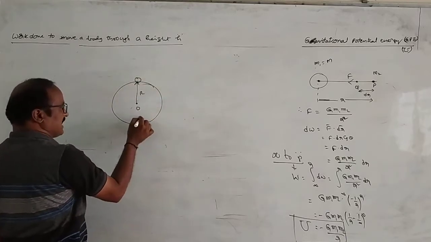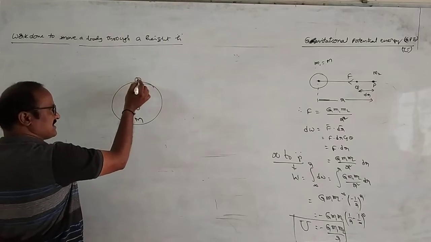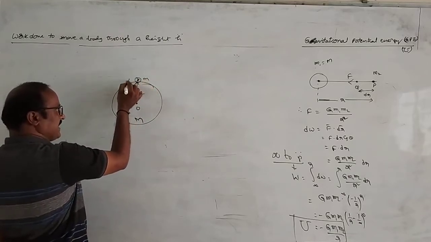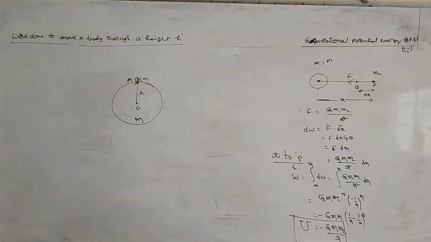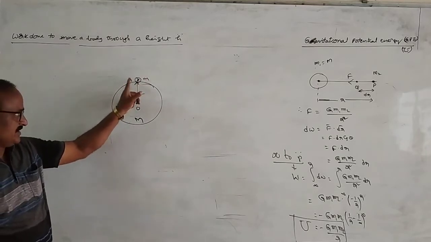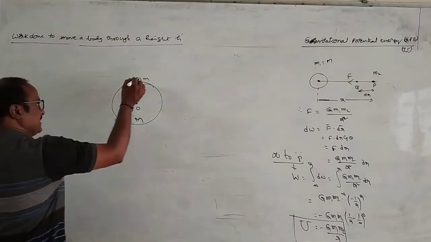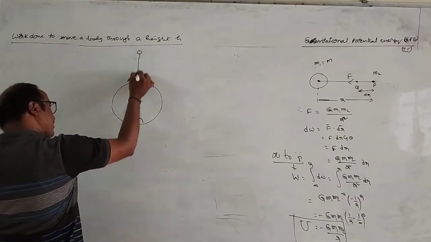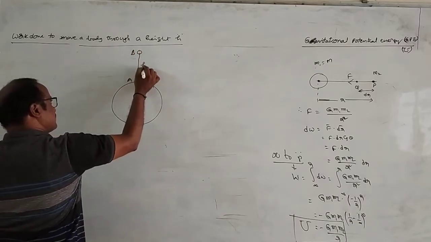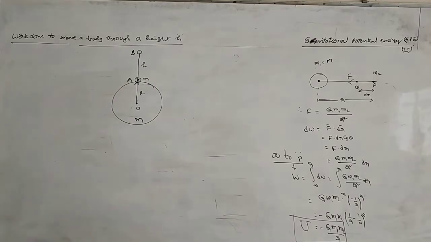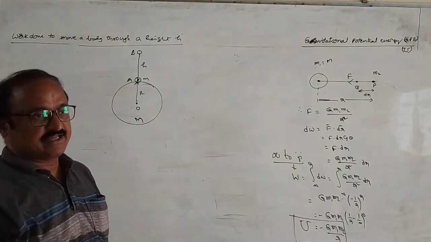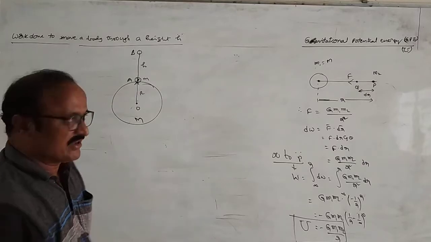Mass of the earth is capital M and the mass of the body kept on the surface is small m. It is kept on the surface of the earth at A. We have to move it from A to B. Height rise is h. Remember this point here: work done is always equal to change in potential energy between the initial and final points.